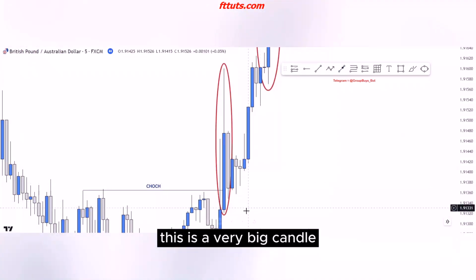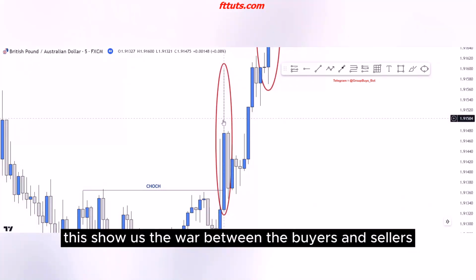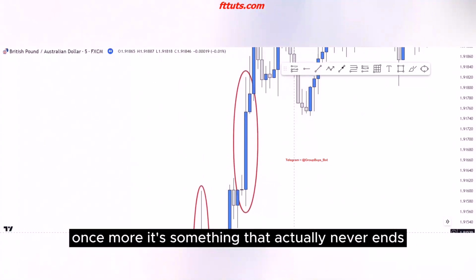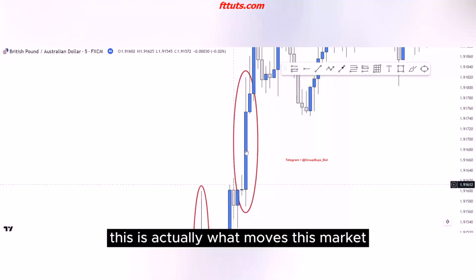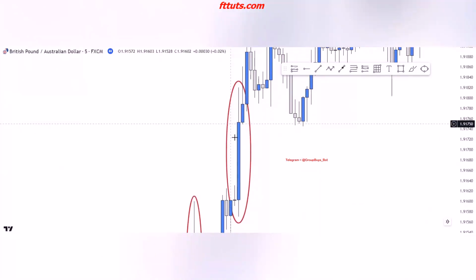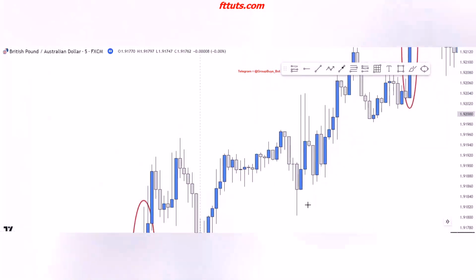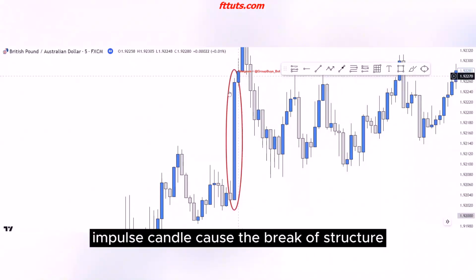This is a very big candle, and it also has very big wicks. This shows us a war between the buyers and sellers once more. It's something that actually never ends. It happens all the time and everywhere on charts. This is actually what moves this market. The same thing happened here, it caused a break of structure. And this is also an example of a buyer's impulse candle that caused a break of structure.